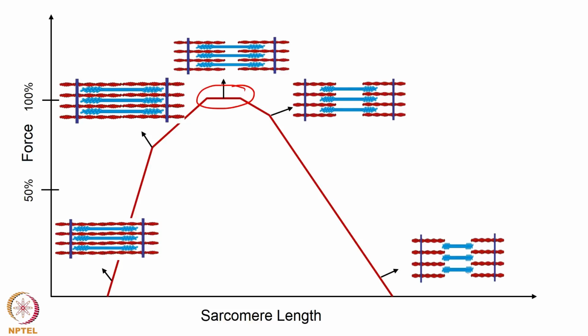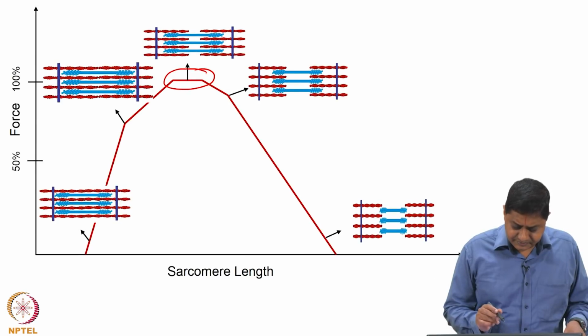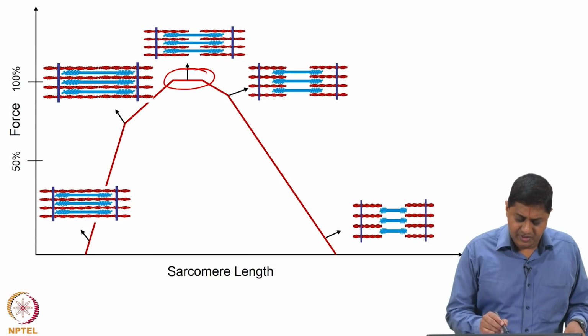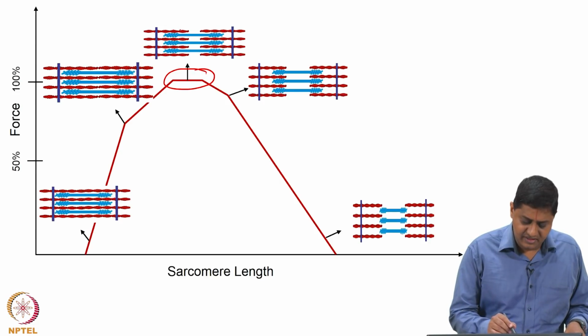This is also usually the resting length of the muscle, but not always. Often this length is the resting length of the muscle, but when I say often, it is not always, there are exceptions. At the maximum force, you are going to have maximal overlap between actin and myosin.